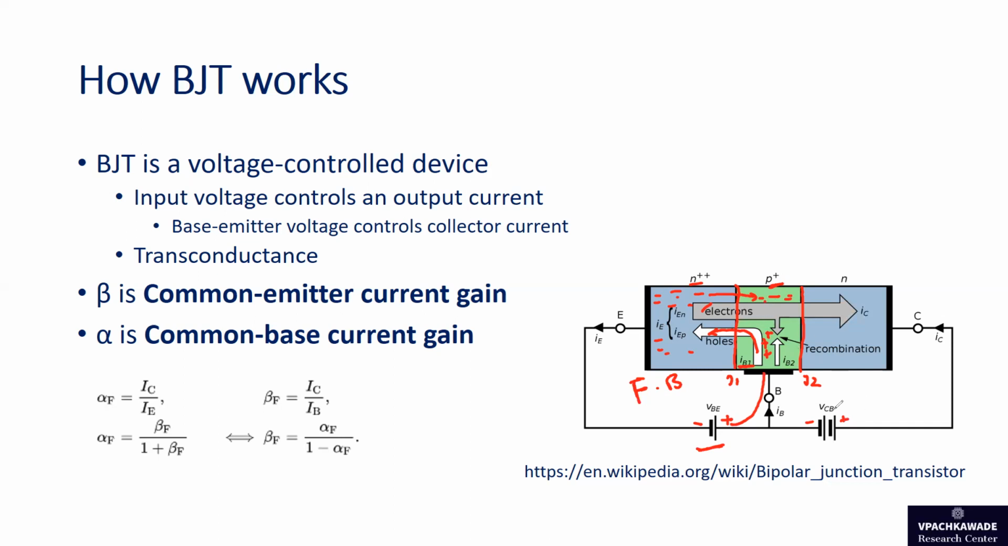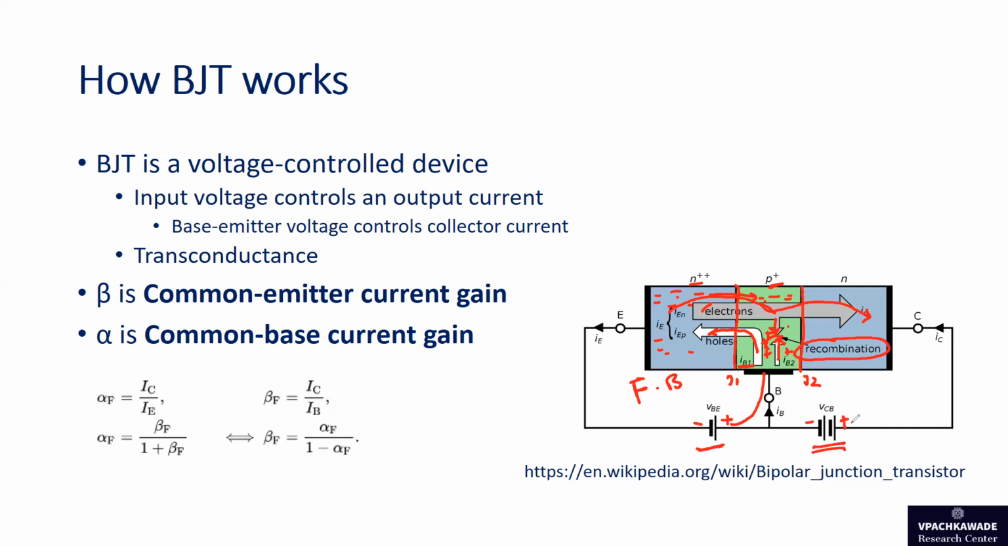Now, some of the electrons which have traveled from emitter to the base combine with the holes present in the base region. So you see the arrow downwards here and white arrow upwards. This process is called recombination of electrons with the holes. So some of the electrons get lost because they recombine with the holes present in the base region, but the others get transferred to the collector region because of the applied voltage here.